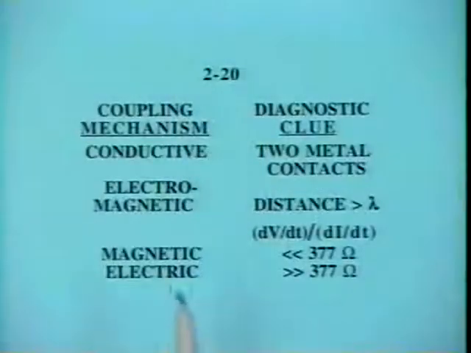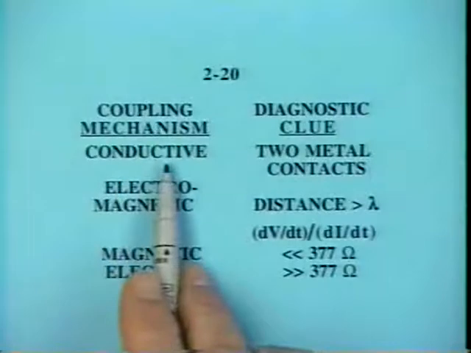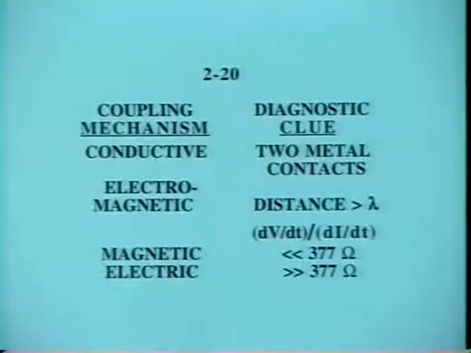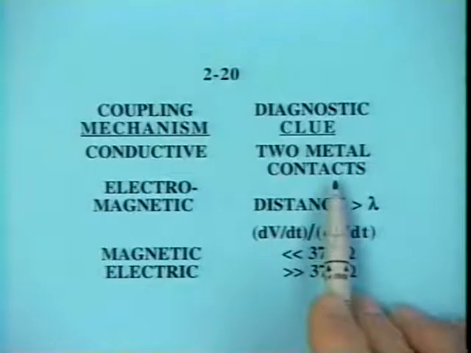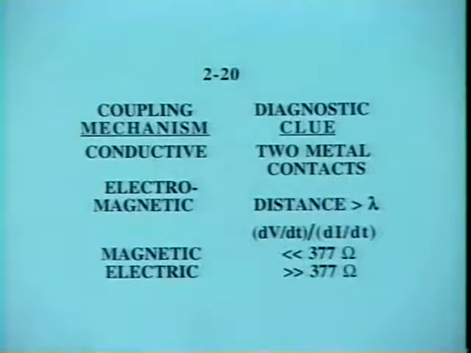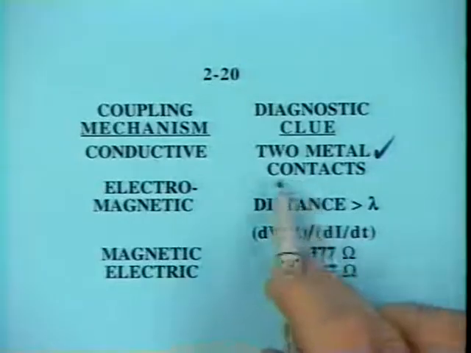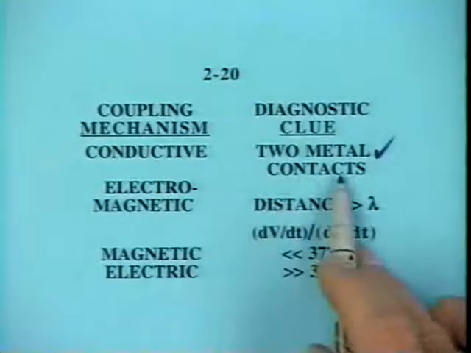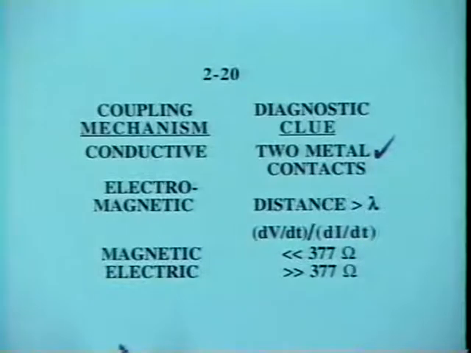Now, to summarize this, we said if the coupling mechanism is conductive, one of the primary requirements is going to be two metal contacts between the noise source and the susceptible circuit. This is a very good indication. But in some sense it's not that helpful to us, because most of the time we have lots of wires connecting products together. Many wires available doesn't mean we have to have a conduction problem. It just means we could have, we might have. The absence of wires is the big indicator. Then we know it's not conductive.